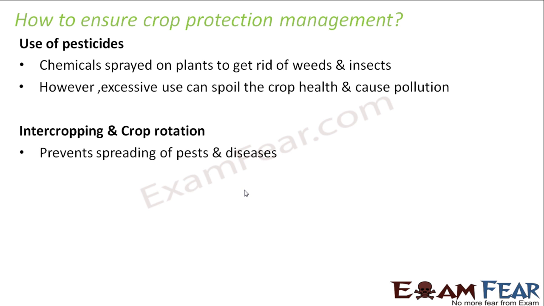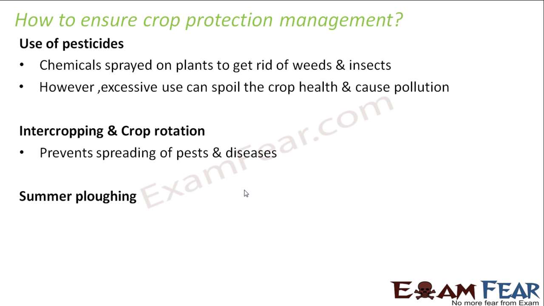So by intercropping, we can prevent the spreading of diseases and pests, and in crop rotation also the same thing happens. Suppose first you are growing cotton, so after some time you will grow on the same field maybe peas, right? So the disease will not be able to spread, because if it were only a monoculture of cotton, then the disease which has occurred to one cotton plant would have affected all of them which are present in the entire field. But with crop rotation and intercropping, that possibility reduces.